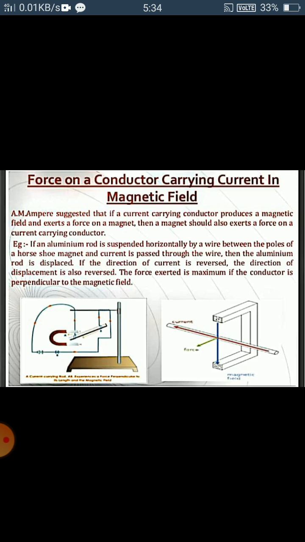So what do we observe? When we pass current, it is observed that the rod is displaced towards the left. And if we reverse the direction of the current, then we observe that the rod moves towards the right. So the displacement of the rod in the activity suggests that a force is exerted on the current carrying aluminum rod when it is placed in a magnetic field, and that the direction of the force is also reversed when the direction of current through the conductor is reversed.